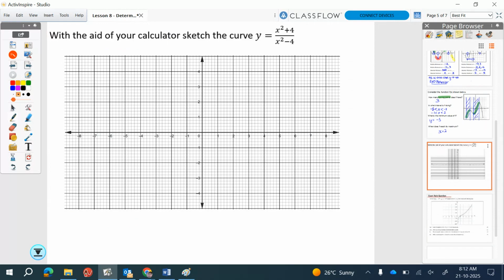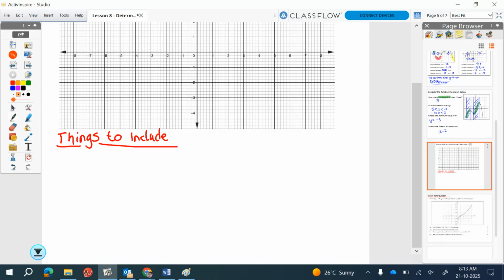So I'm going to list the types of things that you need to include in your graph. You're going to use your calculator to aid you. You have to get the correct things to include. Number one, use a pencil. Draw a sharp line.